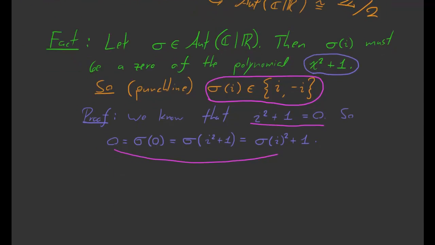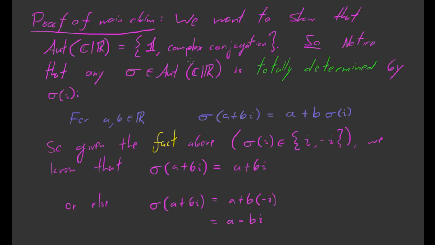Okay, so now let's use this fact to prove that Aut of C over R only has two elements. So now we can prove the main claim. Proof of main claim. And the proof is as follows. So remember, we're trying to show that Aut of C over R only has two elements, the identity and complex conjugation. That's what we're trying to show.